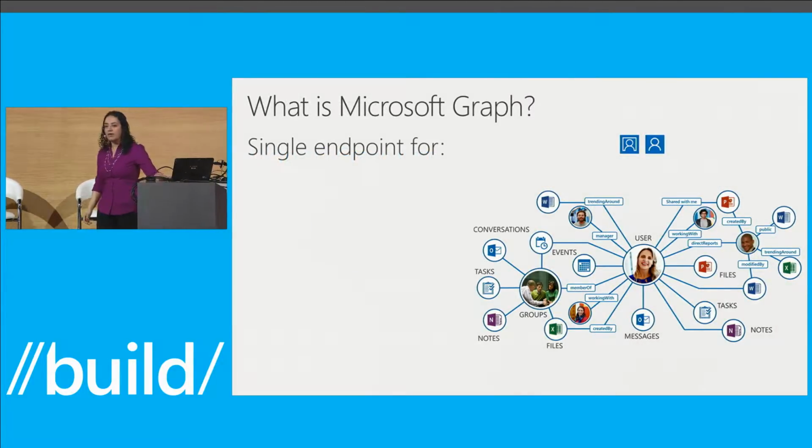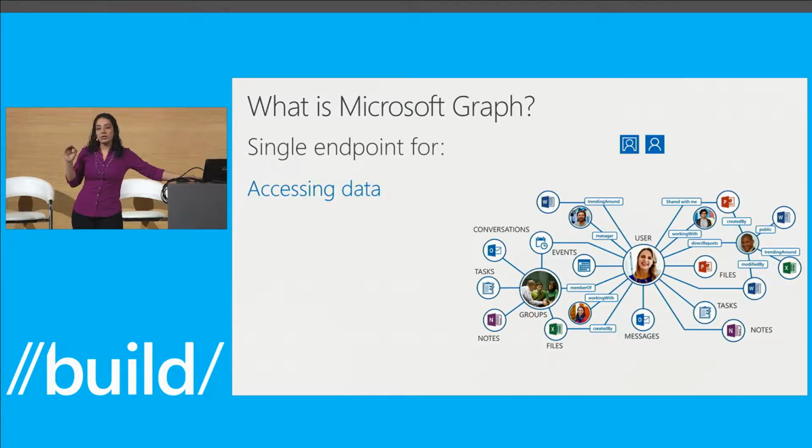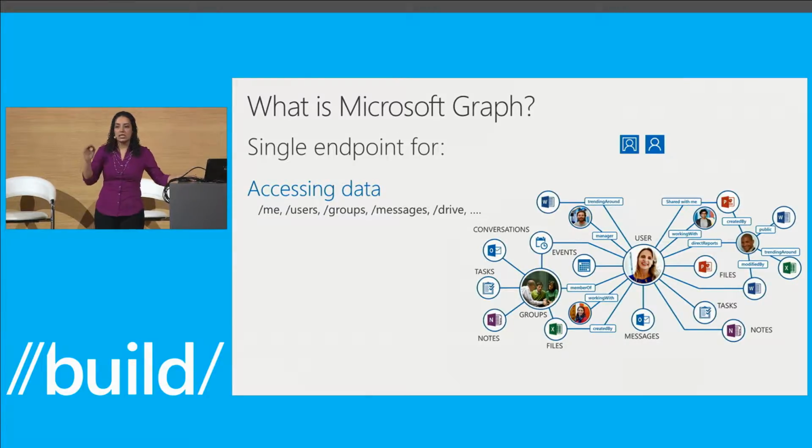So what is Microsoft Graph? Microsoft Graph is the API endpoint for data, insights, and relationships coming from Office and Azure. It's hosted at graph.microsoft.com and allows you to get access to data for users, groups, mail, calendar, contacts, files, notes, tasks, insights, and much more.